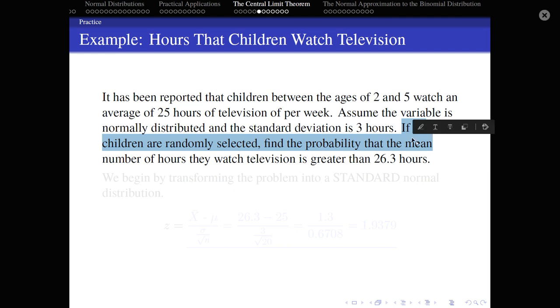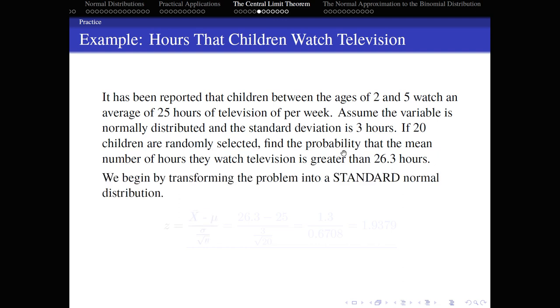But now we're asking: if 20 children are selected, what's the probability that their mean number of hours is greater than 26.3? So instead of my old single-value Z transformation, now I'm going to use my new central limit theorem version about the sampling means. We're going to transform this into a standard normal. Again, we know this is normal.